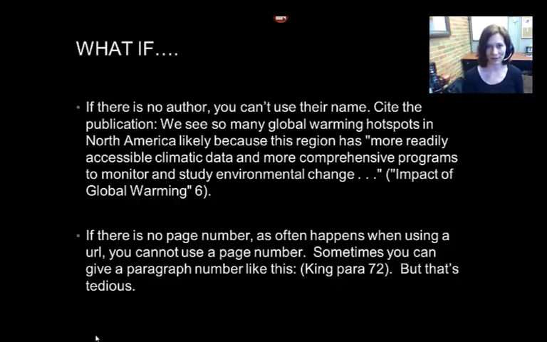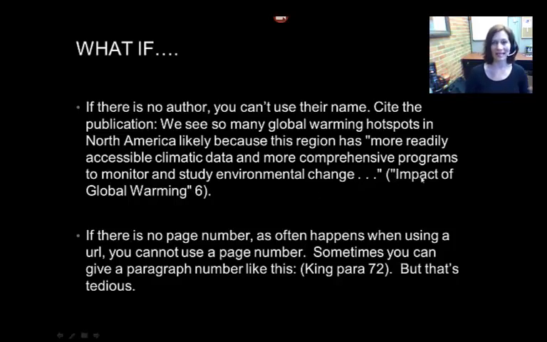So what if there's no author name? This happens a lot when you're looking on a government research website or in a reputable magazine. A lot of times they'll have staff writers who don't have bylines. So if there's no author, you can't use their name. But you can use the name of the publication or the name of the article. The name of the article is better. So in this instance, we see that we have our quote here, open quote, end quote, and then open parentheses, quote, impact of global warming, end quote.